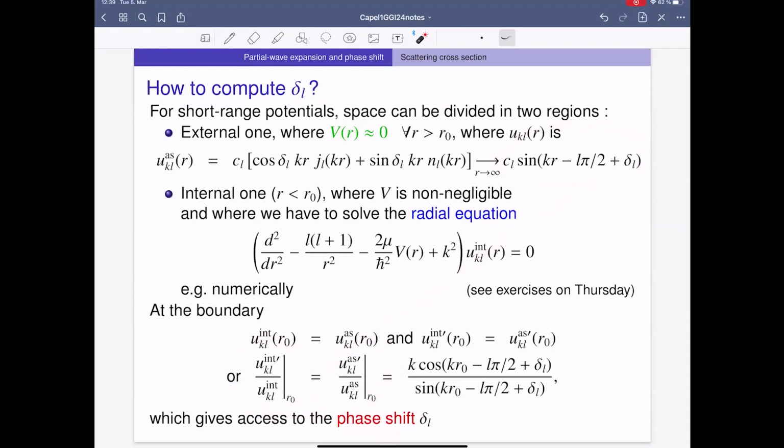Okay, so that's exactly what the code that I gave you does for a complex potential. It solves the numerical equation up to a certain point using the Numerov technique, and at that point it equates the two wave functions and their derivatives, and from there it extracts the value of the phase shift. Okay, are there questions up to here? Yeah.